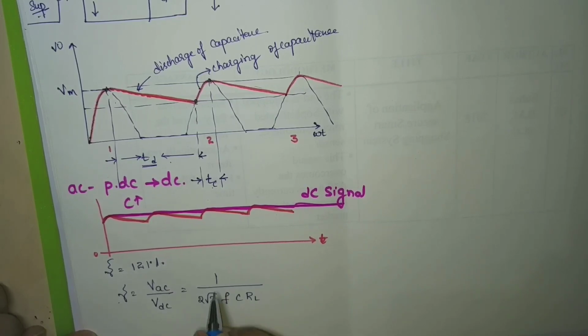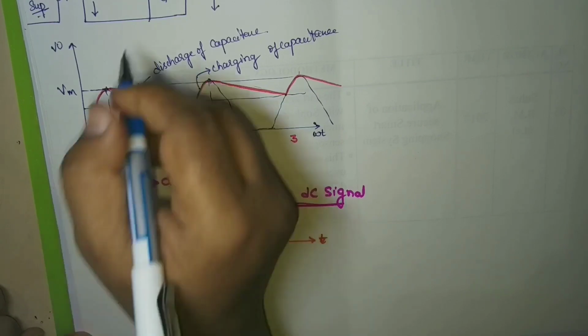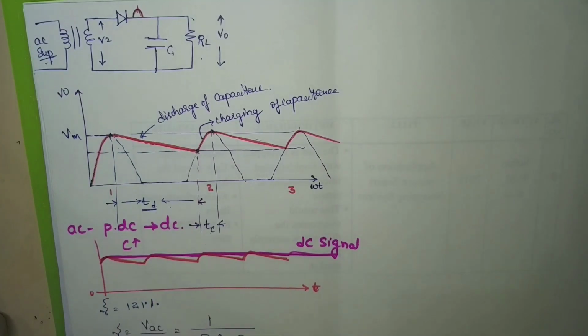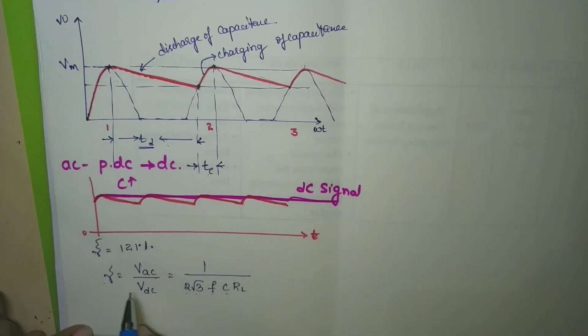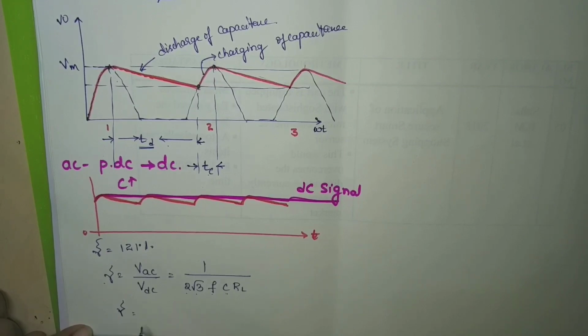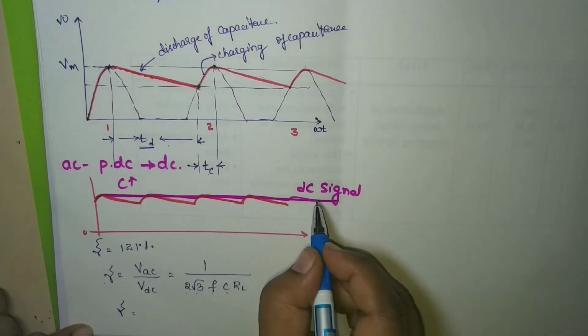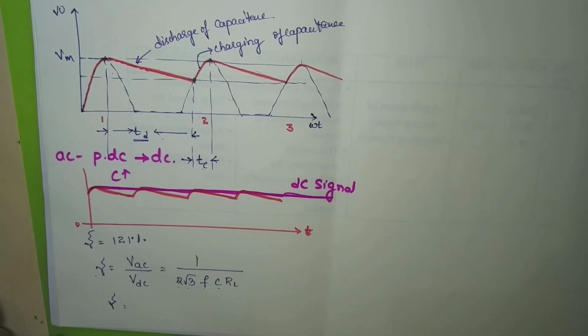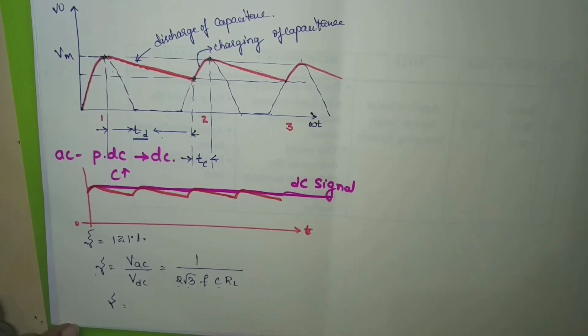So gamma is equal to 1 divided by 2 root 3 f C RL, where f is the frequency, C is the capacitance we have used, and RL is the load resistance. Using this formula, you can find the ripple factor. For a perfect DC, the ripple factor will be zero; you won't get any ripple at all. So this is all about the half wave rectifier.